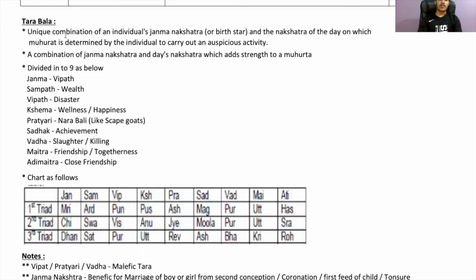Coming to Tara Bala, guys, it is a combination of Janma Nakshatra and the day's nakshatra which adds strength to muhurta. It is divided into 9 as below: Janma, Sampat, Vipat, Kshema, Pratyari, Sadhaka, Vadha, Maitri, and Adi Maitri. Janma is generally bad. Sampat is wealth giving. Vipat is disaster. Kshema is wellness or happiness. Pratyari is like a scapegoat, which is again bad, the worst you can consider. Sadhaka means achievement, you are going to achieve something. Vadha means killing, which is bad. Maitri means friendship or togetherness. Adi Maitri means close friendship.